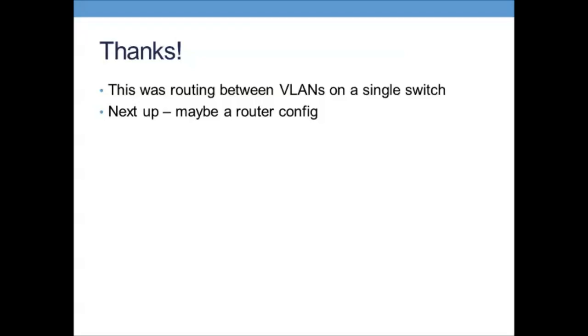Well, that'll about do it for this particular networking video. I hope you got something out of it. Hope I helped. So this was routing between VLANs on a single Juniper switch, and we compared the Cisco config to Juniper config, and then we went through a small demo on how to put those things together.